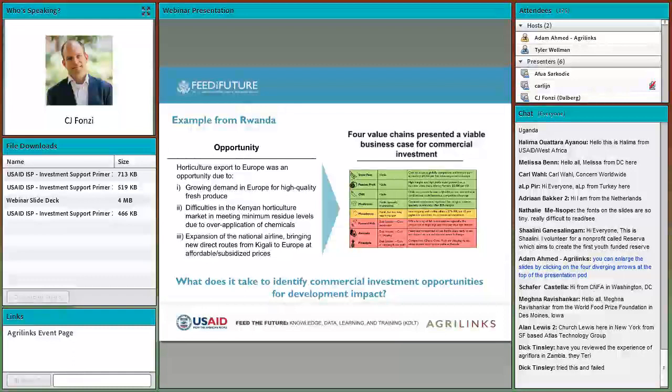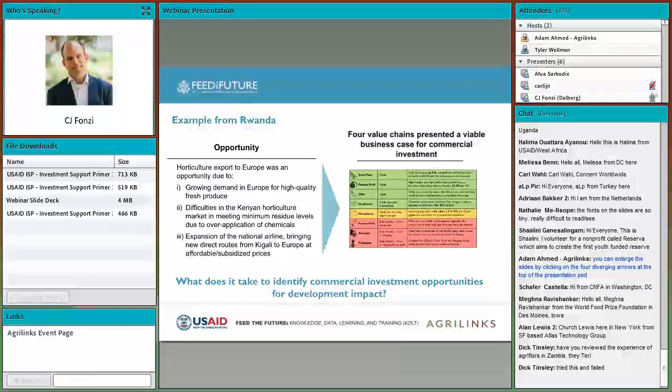Macadamia, you see in yellow, was an interesting one. The returns could be quite high, but you're looking at 12 to 15 years before you see those returns. We didn't think we'd be able to attract a commercial investor into that space. So once we understood which value chains made sense, we moved on to a process of identifying potential business models.